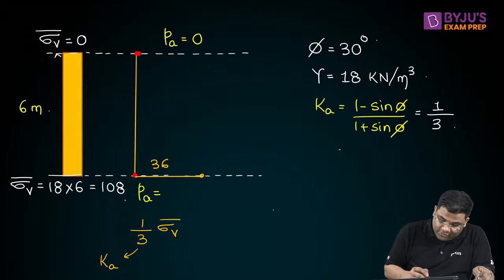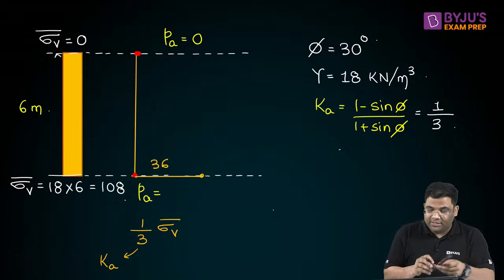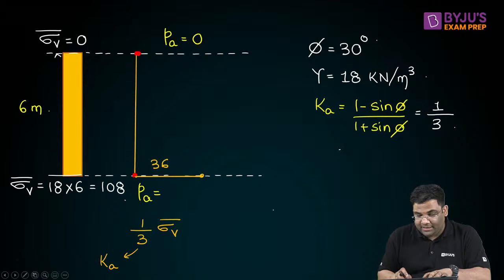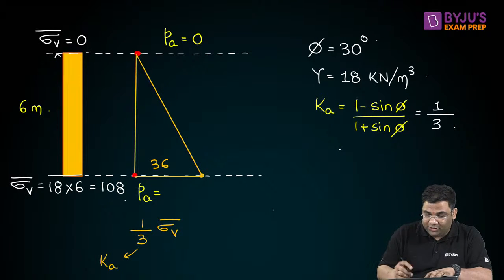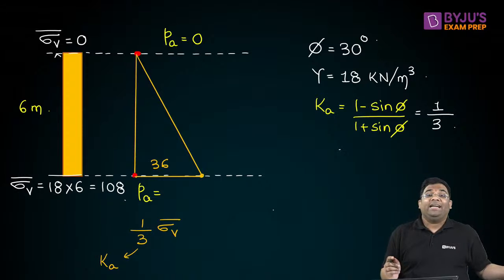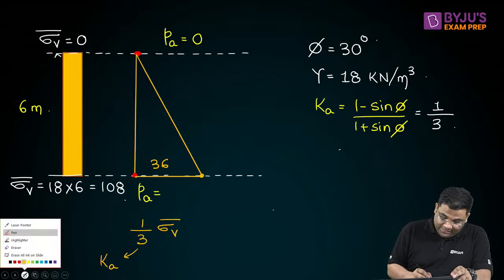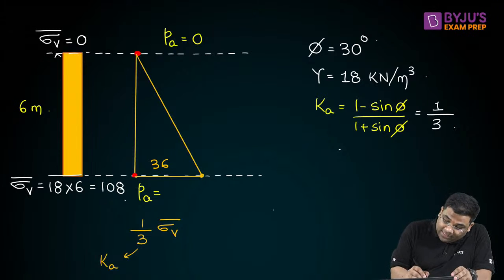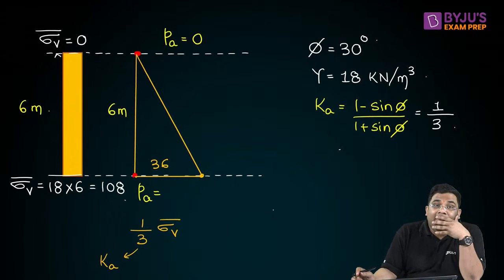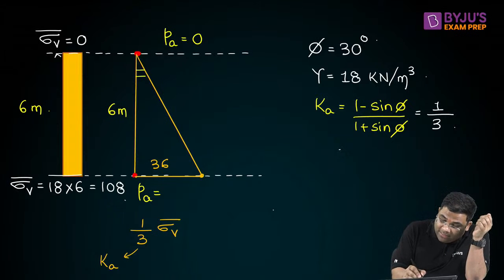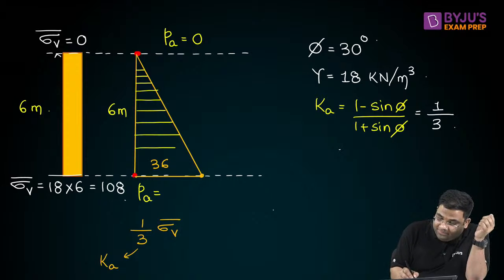Now if you join these 2 points, the top and the bottom, we'll get the distribution, right? You can see it's a triangle. And this will be also 6 meter, equal to the height of the wall. And you see, these are the different stresses at different heights or depths.